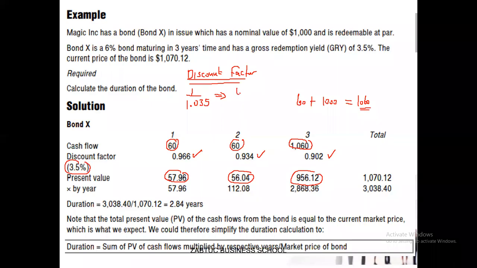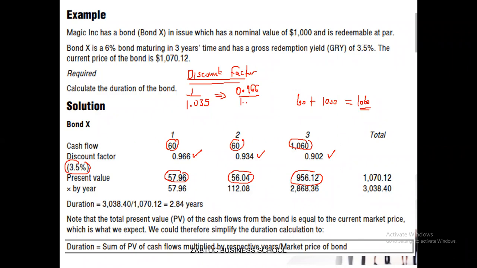First one, can somebody confirm? 0.952 is what I'm getting. 1 divided by 1.035. I did it by 1.03. Okay, let me do it again. It's 3.5%. 0.966. Yes, it is just an exercise in you calculating the discount factors because it will come up.